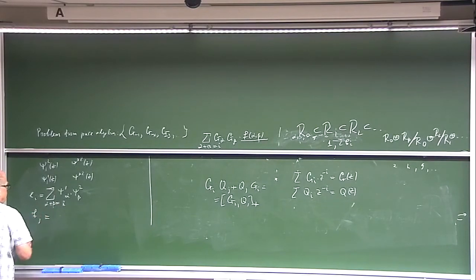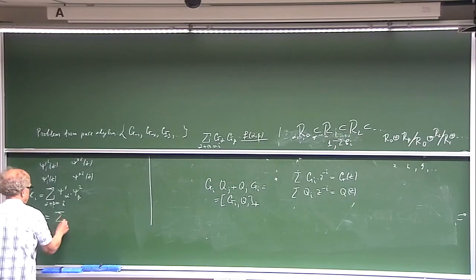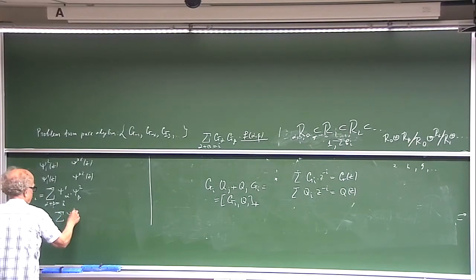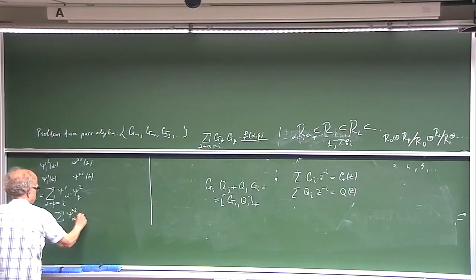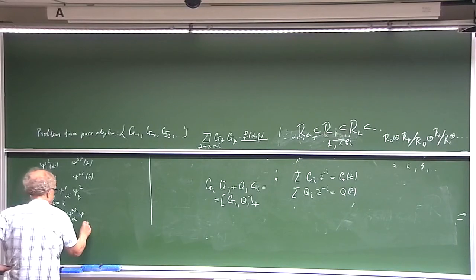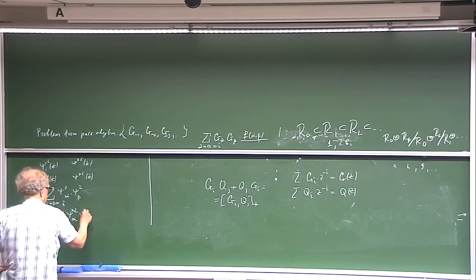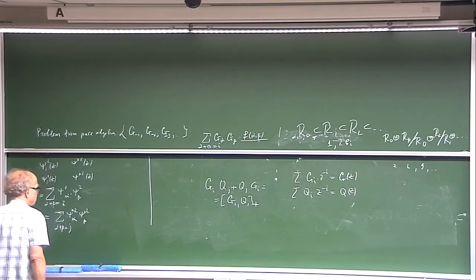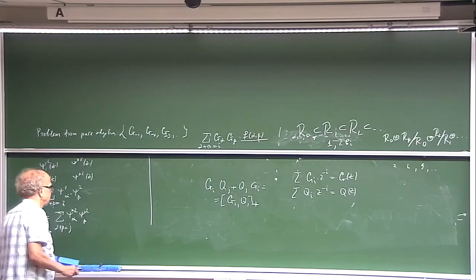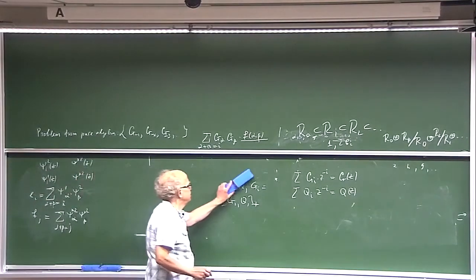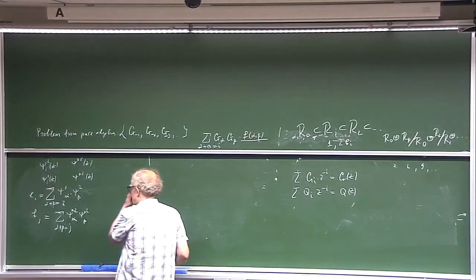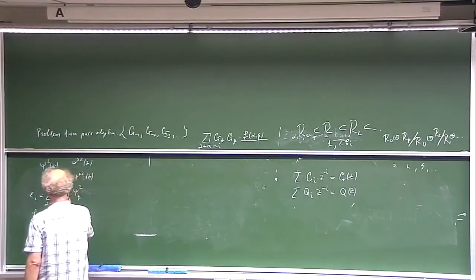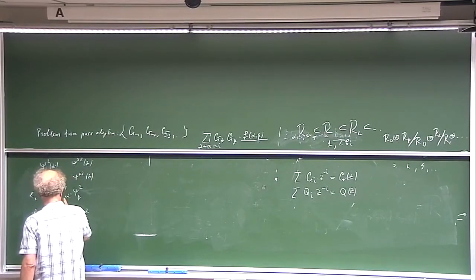Fj is equal to the sum of psi alpha 2 star times psi beta 2 star, where alpha plus beta equals j. In this case, this is the definition of this, and this is the definition of this.